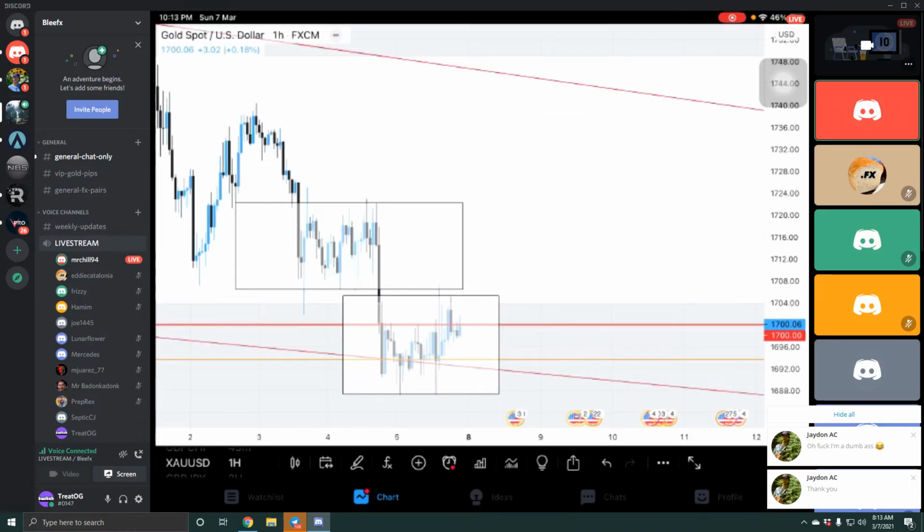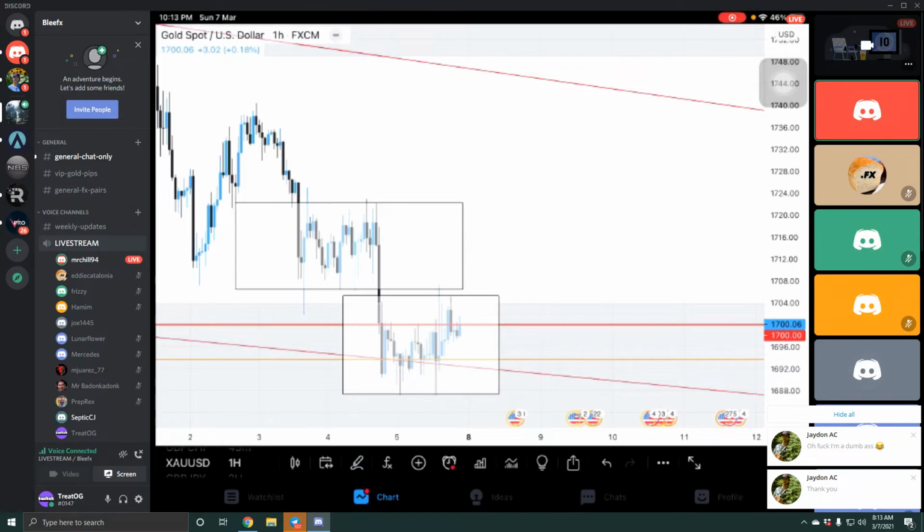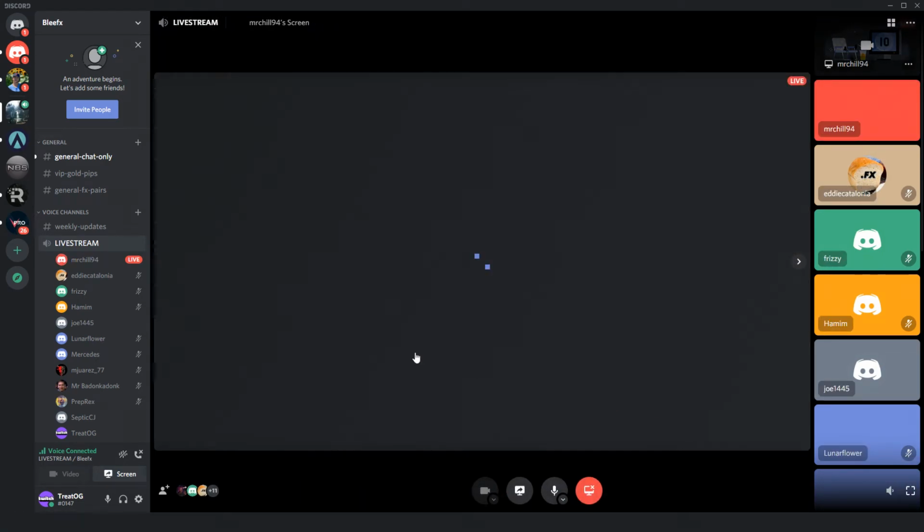Exactly. When price closes above 1702, 1730 is guaranteed to be reached. If price closes above 1702 successfully on H4, price is going to reach 1730, like 99% guaranteed, which is the zone of the wedge that we mentioned.